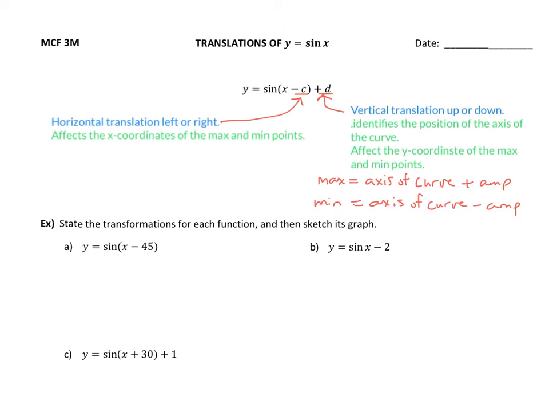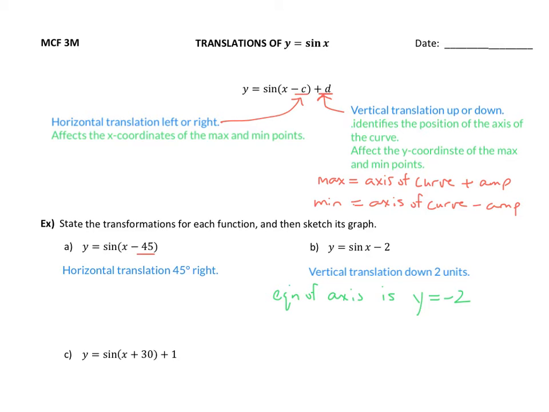State the transformations for each function and then sketch its graph. Okay, so this minus 45, it's attached to the x in the bracket, so that's your horizontal translation, 45 degrees to the right. So always think of the opposite sign of what's there. All the other key characteristics of that sine curve will be exactly the same. In the next one, we have the minus 2, but it's not attached to the x in brackets, so that's your vertical translation down 2. So then that means the equation of the axis will be at y equals negative 2.